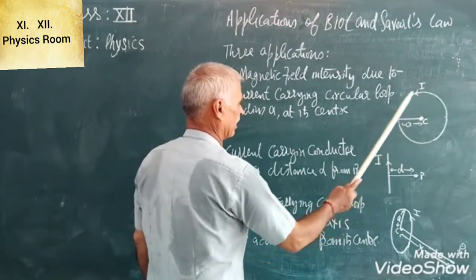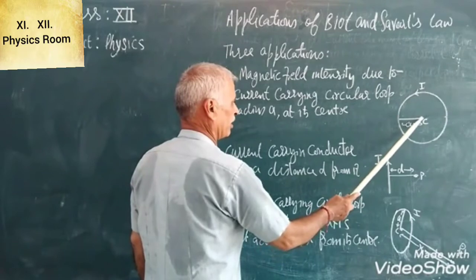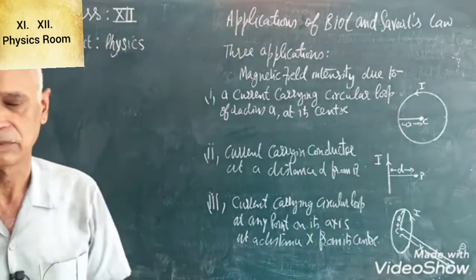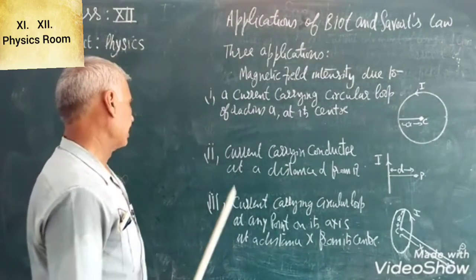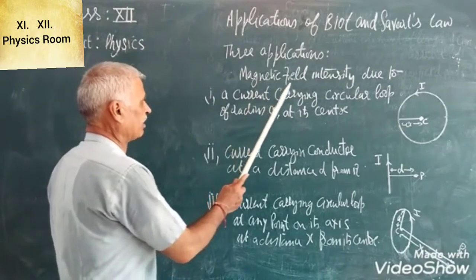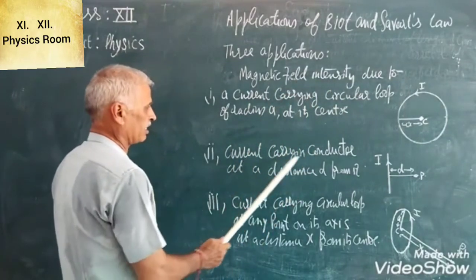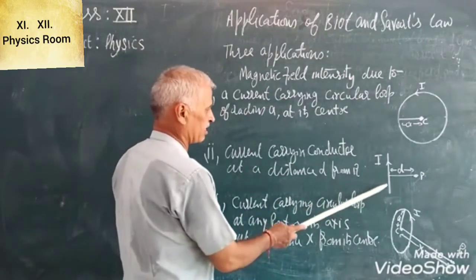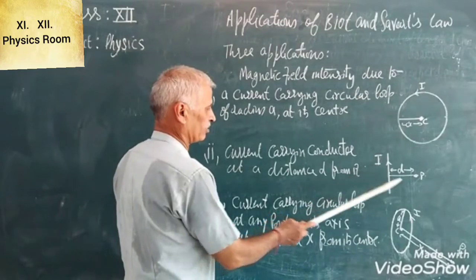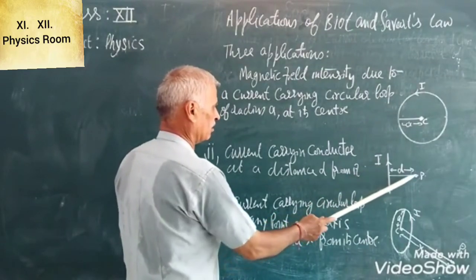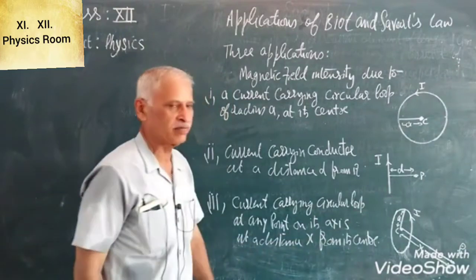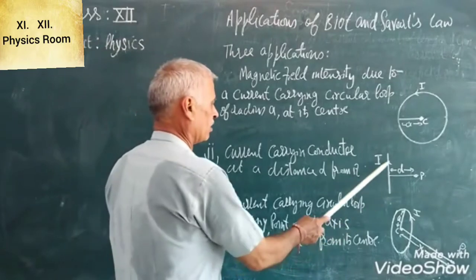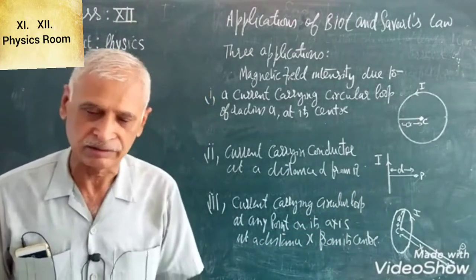This is a circular loop carrying steady current I, radius is A. We are to find out magnetic field intensity at the center of this circular loop. Second application is magnetic field intensity due to a current carrying conductor at a distance d from it. This is a current carrying conductor carrying steady current I. This point P is at a distance d from the conductor. Here we are to find out the magnetic field intensity due to the conductor using Biot and Savart's law.